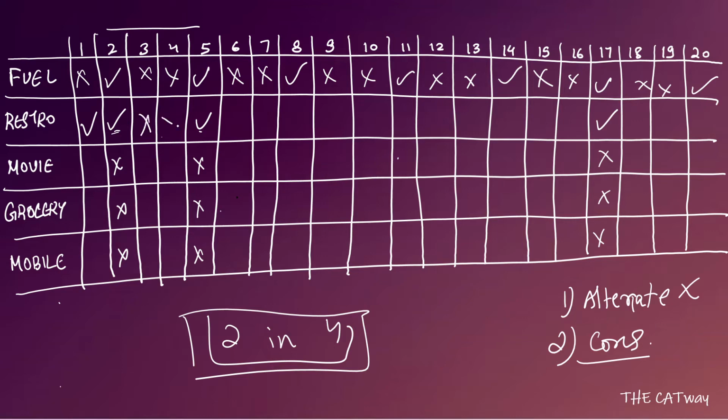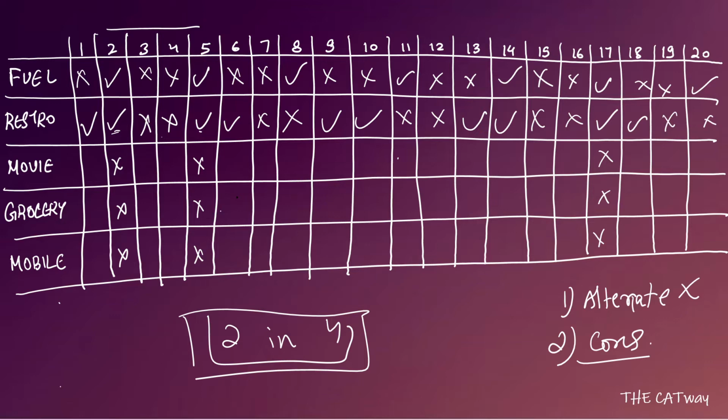That means on 3 and 4 it won't be there, and definitely after that the same pattern will follow. That means 5 and 6 it will be a yes, and 7 and 8 it will be a no. Similarly, 9 and 10, 11, 12 is a cross, 13, 14 is a yes, 15, 16 no, 17, 18 yes, 19 and 20 no.